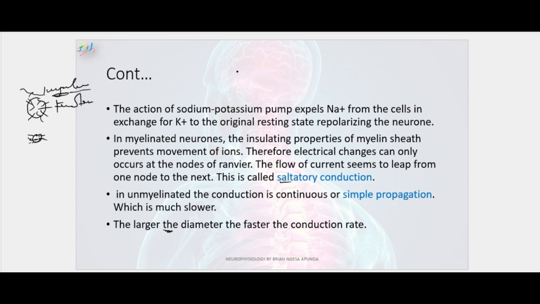So the same thing that normally happens in electricity, for those who did electricity or physics. A large wire is likely to transmit an electric signal much quicker compared to the small one, because of the surface area. So the same thing applies to the nervous system, or rather to the neuron, given that it is also an electric unit.